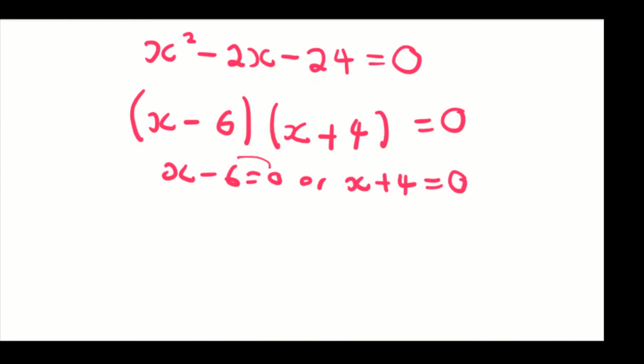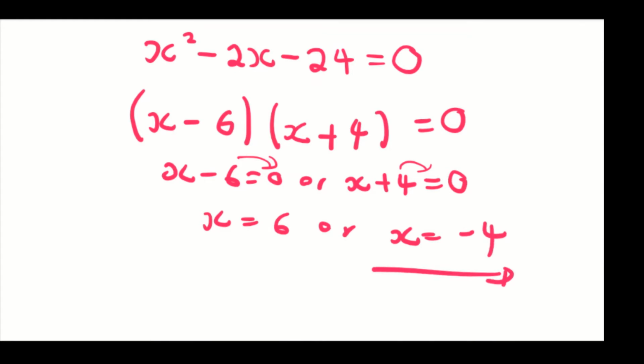So we transpose the 6 to the other side and the 4 to the other side. We have x being equals to 6, or x being equals to minus 4. So these are our solutions of x.